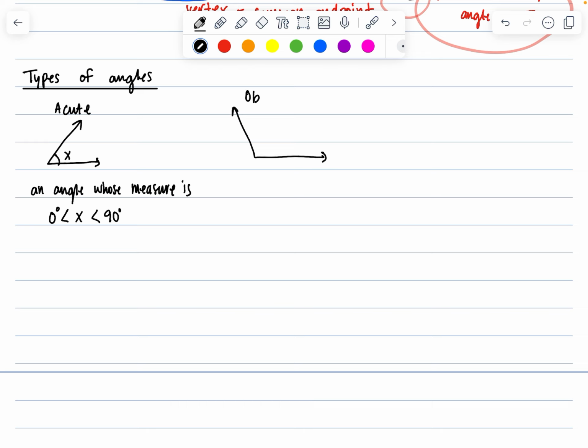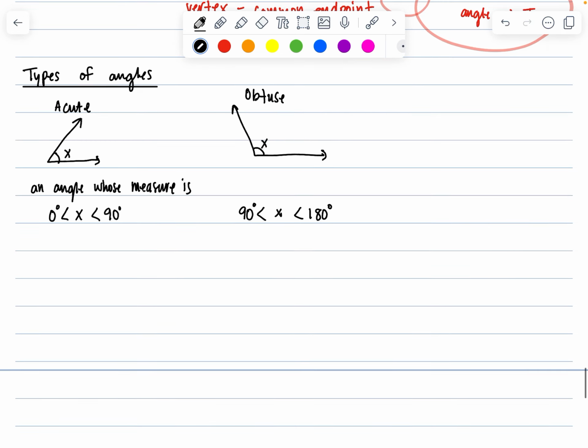With acute comes obtuse. So we have an obtuse angle. And this is an angle whose measure is, I'm going to put X in the middle again, so I'm going to call this X. Put that little tick marker. Whose angle is greater than 90 degrees, but less than 180 degrees. Okay? We also have a right angle.